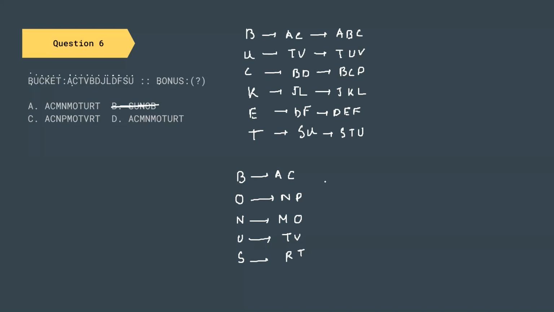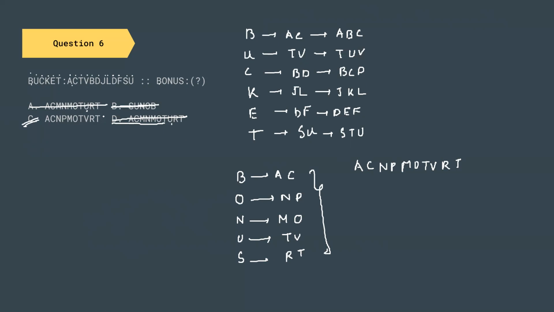So the final word that we are getting from bonus is A, C, N, P, M, O, T, V, R, T. So the correct option from this is ACNPMOTVRT. So the correct option is option number C. Here it is U, so this will be eliminated. And here it is again U, so this is also eliminated. So the final correct solution of this question is option number C.